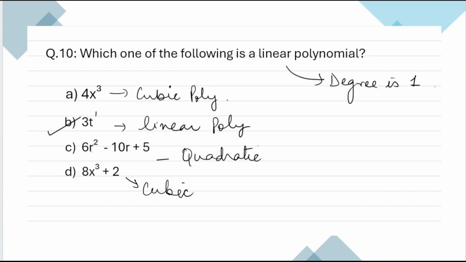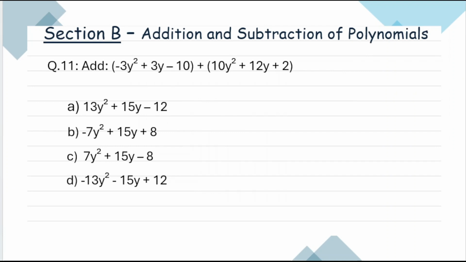This was all about the basics of polynomials. Now we will move to section B, in which we are going to add and subtract polynomials. So the first question: add negative 3y square plus 3y minus 10. Let's write it over here.